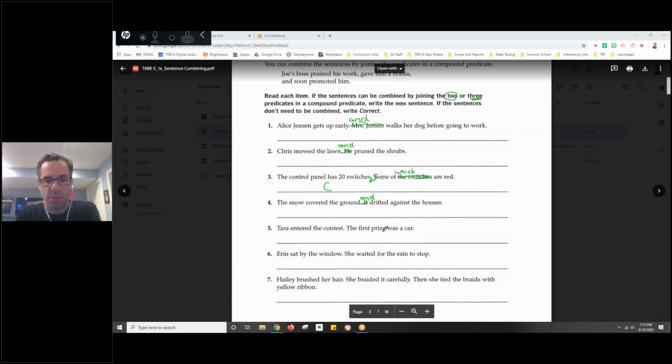So number 5, Tara entered the contest. The first prize was a car. I'm thinking that one is correct. Maybe you've thought of something else, but as far as I'm looking at it, it sounds like it was correct because we're dealing with 2 different ideas, the contest and a car. It seems to me like it would be just correct. Number 6 says Erin sat by the window. She waited for the rain to stop.